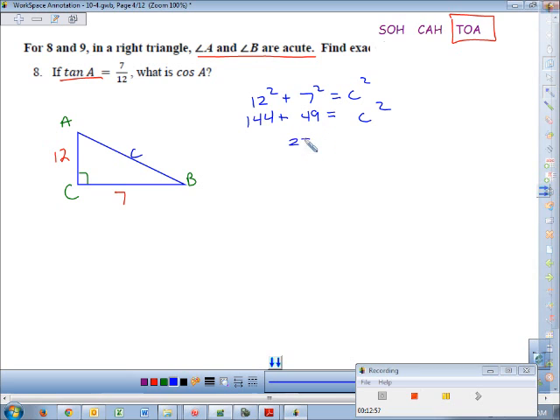288, is that right? No? What is it? Way off. 193. So C equals the square root of 193. If that can simplify, we'd do it. It does not simplify. Put it in the picture.